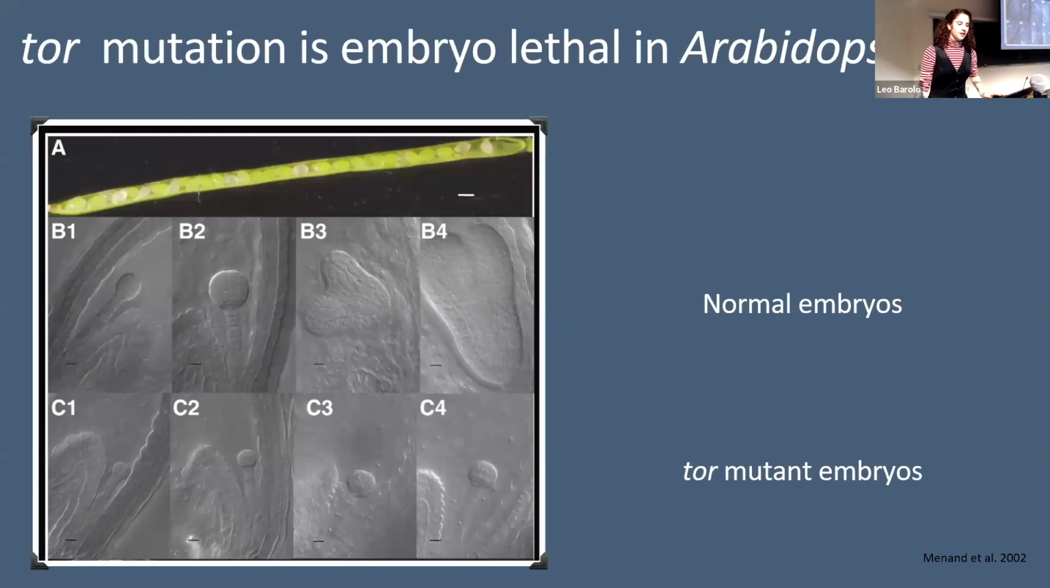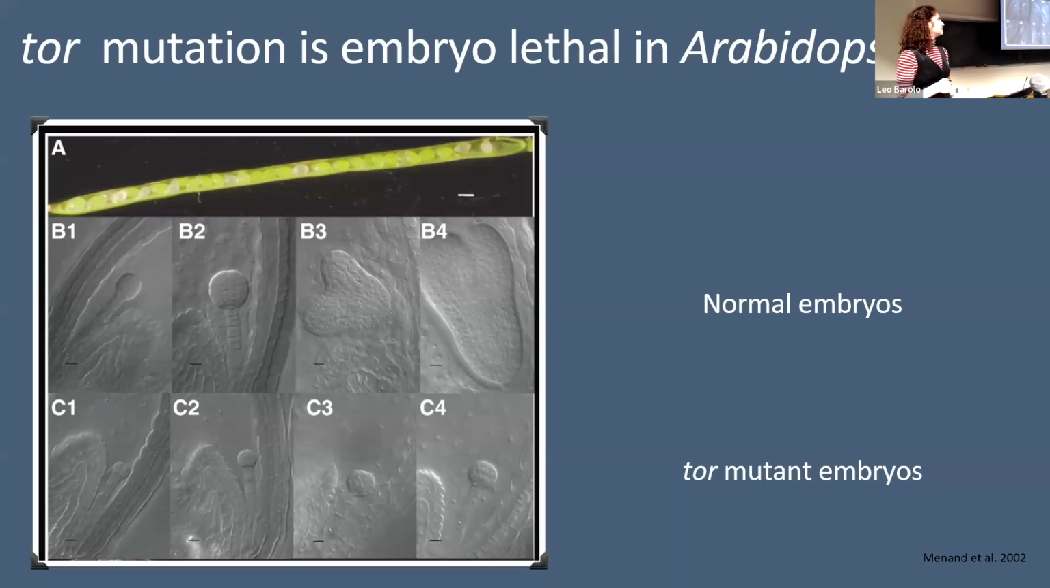Right. So now we're going to move on to the question that I'm trying to answer, which is about the function of raptor in the TORC1 complex and how essential it is for early growth in Arabidopsis. One of the reasons that we even ask this question is that we know that TOR mutation is embryo lethal in Arabidopsis. On the very top, you can see a silique from Arabidopsis.